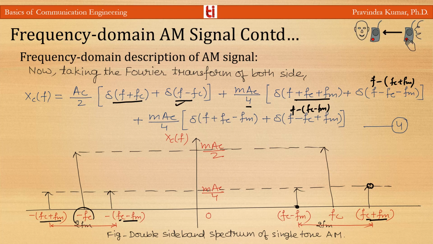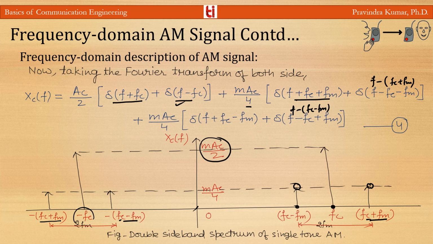These are having amplitude mAc by 4, and here this is having Ac by 2, at this point frequency 0. If I write f is equal to 0 here, you can see the amplitude of the carrier fc, the USB, the upper sideband fc plus fm, and the lower sideband fc minus fm. So this is the upper sideband and this is the lower sideband with respect to this carrier at plus fc.